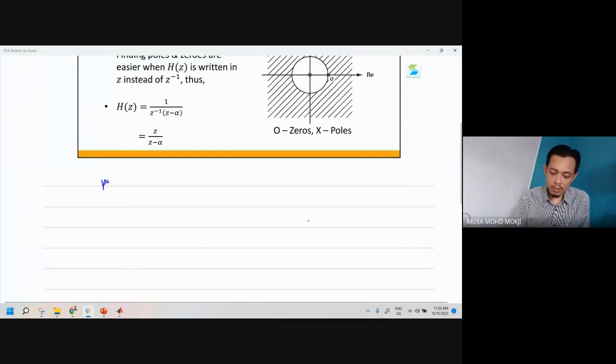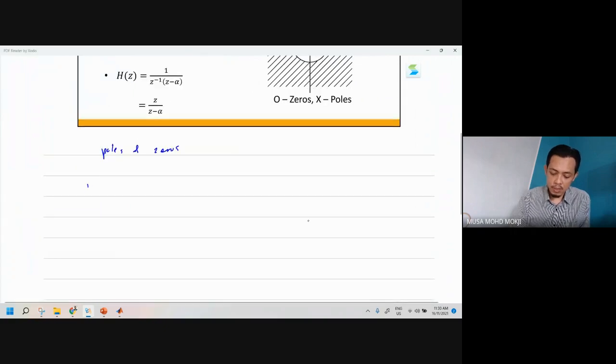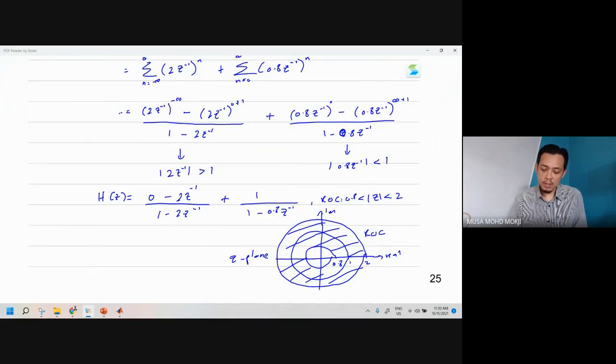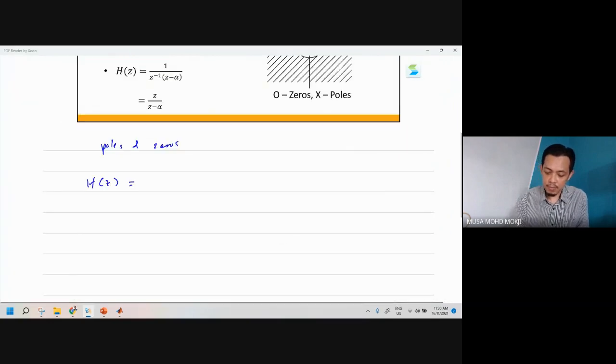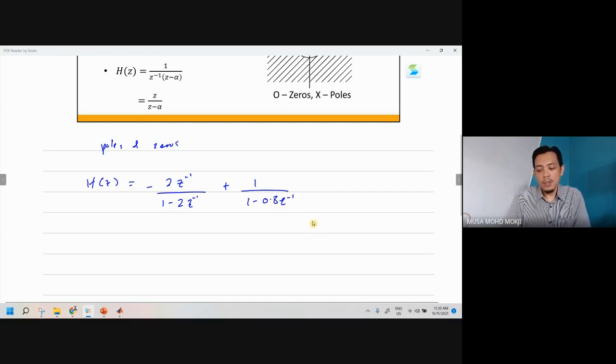The poles and zeros. So what's H(z) that we have is this one: (-2z^-1 - 1) divided by (1 - 2z^-1) plus 1 divided by (1 - 0.8z^-1). Okay. So what is a poles and zeros?